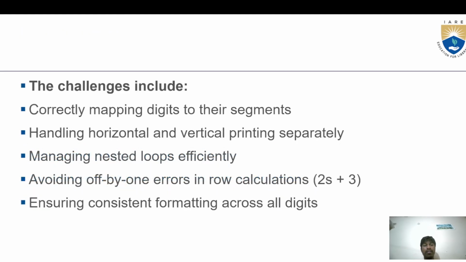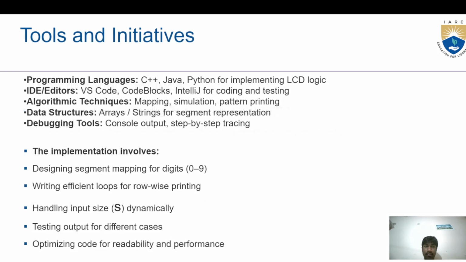The challenges include correctly mapping digits to the segments. If we do not map them correctly to the segments, there is a high chance that we get it wrong. Handling horizontal and vertical printing separately ensures the correct number is displayed on the LCD screen, managing nested loops efficiently, avoiding off-by-one errors in row calculations of 2s plus 3, ensuring consistent formatting across all digits.